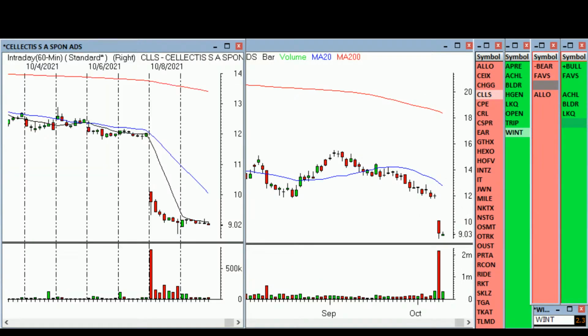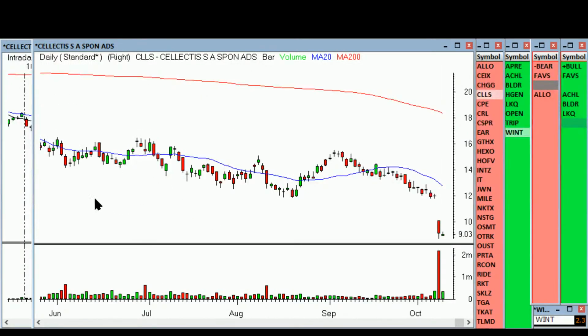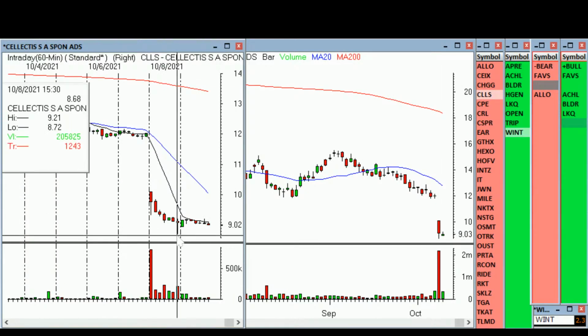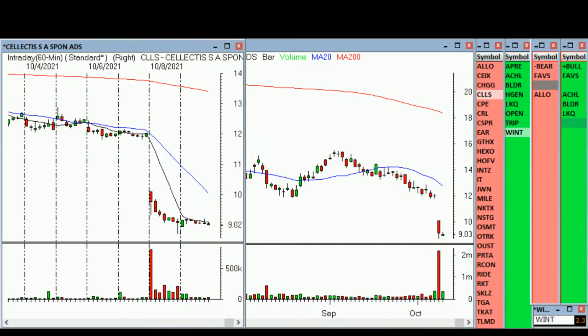So okay, on the CLLS, that is a 1 2 3 also, but the same problem as the ALLO. The bar on Friday was just incredible in terms of the size. By the way, I do see the bottoming tail right here, and I see it on the hourly right here, bottoming tail. Do you guys have that bottoming tail?